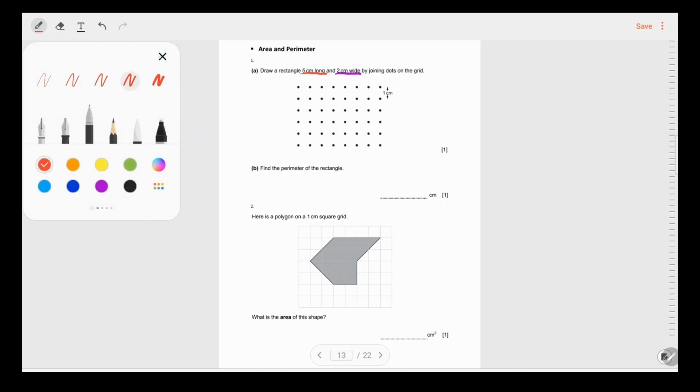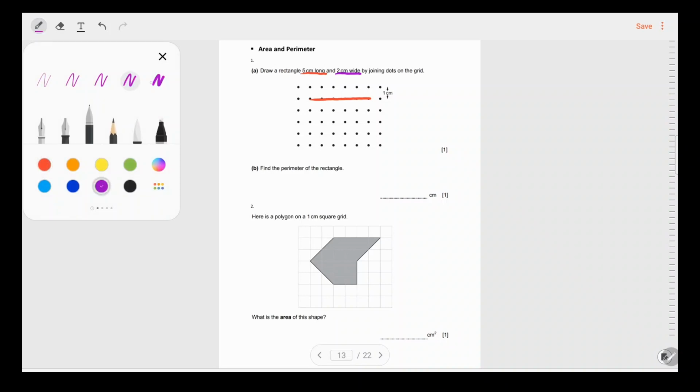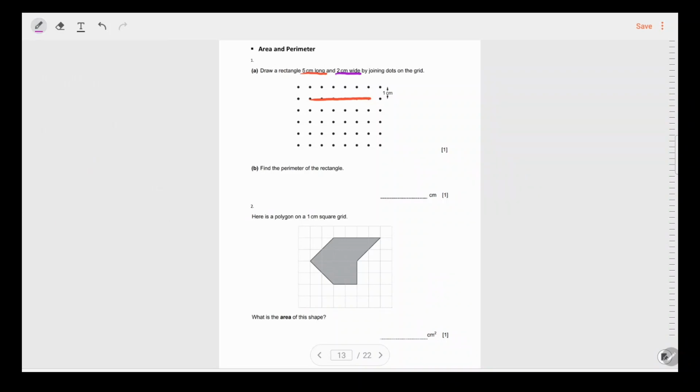So I will draw the lines that are 5 centimeters long in red. You can start anywhere you like. 1, 2, 3, 4, 5. And then the lines of 2 centimeters in purple. So 1, 2. Since it's a rectangle, I'm going to complete it like this. And we have our rectangle, which is 5 centimeters long and 2 centimeters wide.